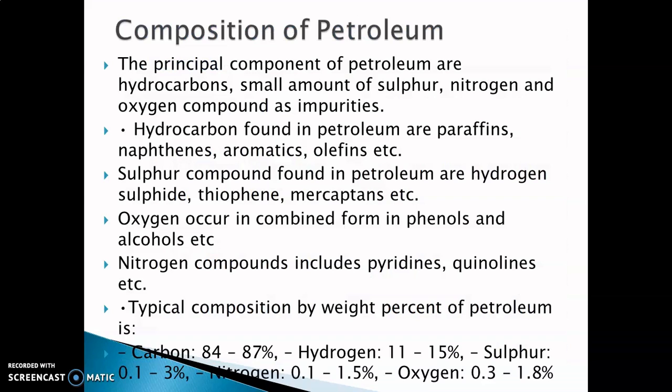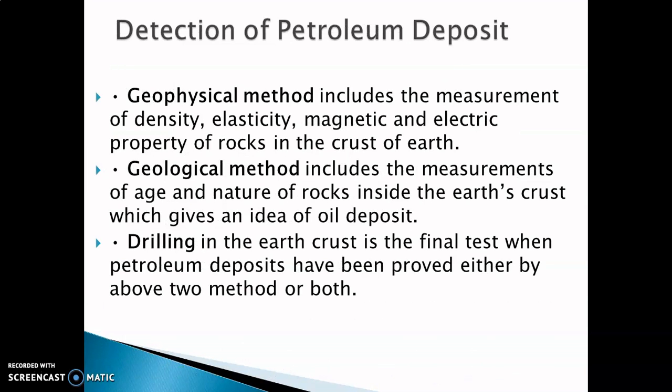And composition, very important, is that it consists of hydrocarbons in the form of paraffins, naphthenes, aromatics and olefins. You have sulfur compounds, oxygen and also nitrogen compounds. Mainly you have carbon around 84%, hydrogen 11%, and sulfur, nitrogen, oxygen make up the remaining percentage.